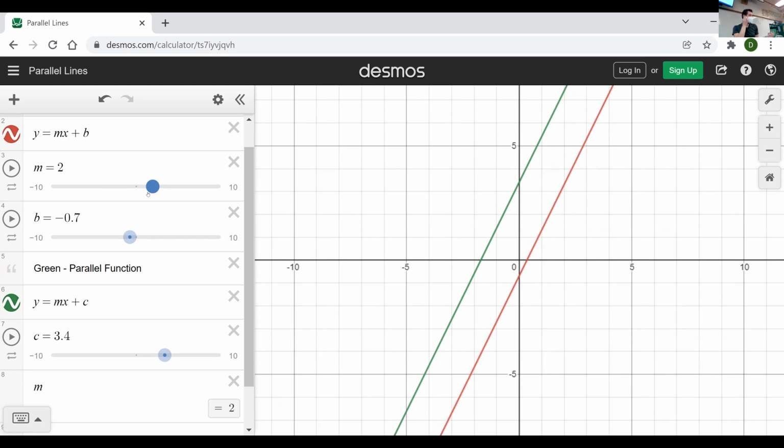Okay, and the slope of each line was always what? If these lines were always parallel, what did we notice about the slope of both lines? They were always what? Okay. But when I stopped changing them, what did you notice about, like right now, the slope of the red line and the slope of the green line? They're the same, aren't they?